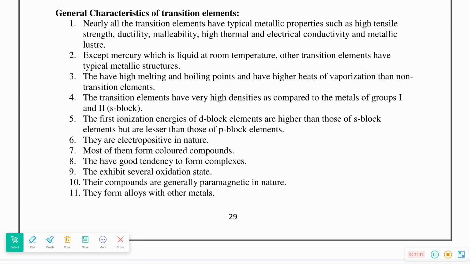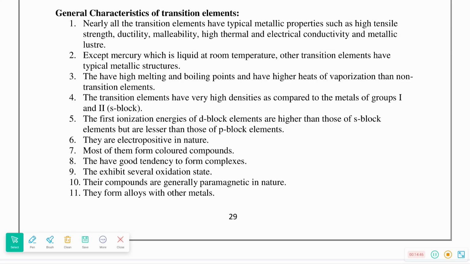So they have high melting and boiling points and a higher heat of vaporization than non-transition elements. Here, non-transition elements means S block elements and P block elements. Then the transition elements have very high density as compared to metals of group 1 and 2. S block elements are also metals. They also have density, but compared to S block elements, transition elements have very high density.